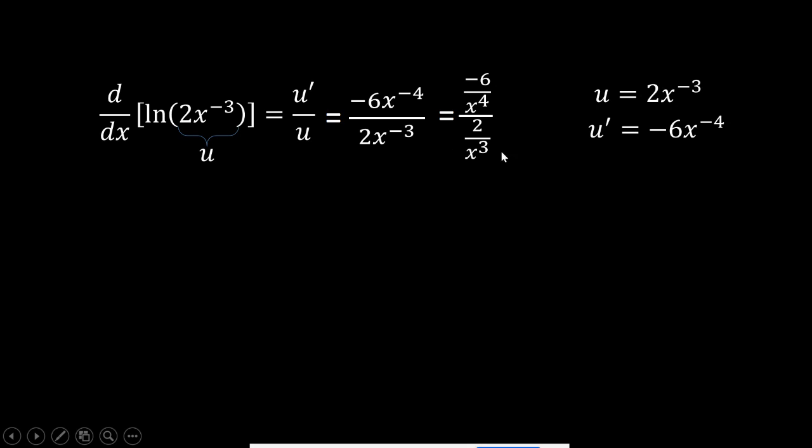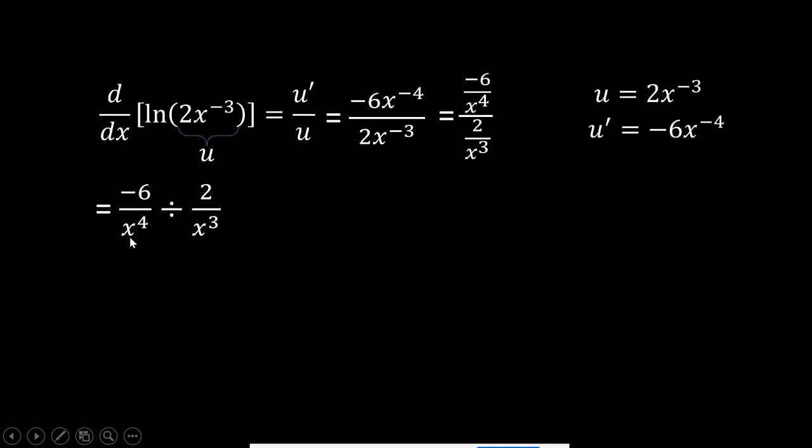Let's expand this. Let's put this in without negative exponents. So what was this? This is just negative 6 over x to the fourth. This was just 2 over x to the third. We do have a fraction being divided by a fraction, so I'm just going to put it over here.